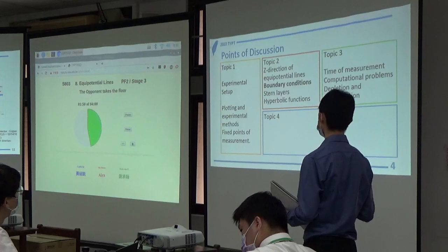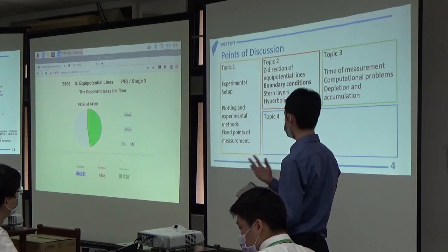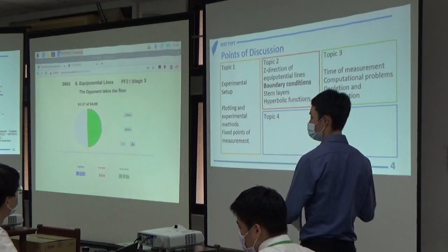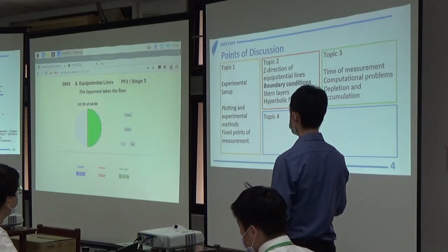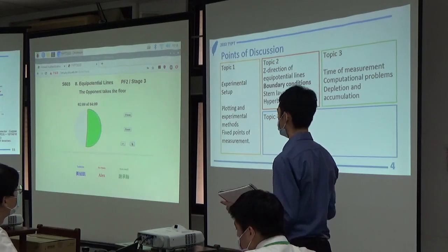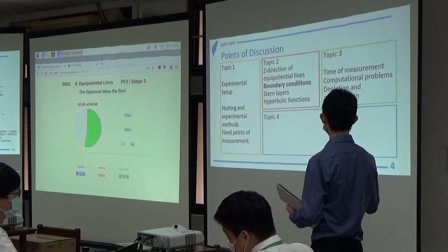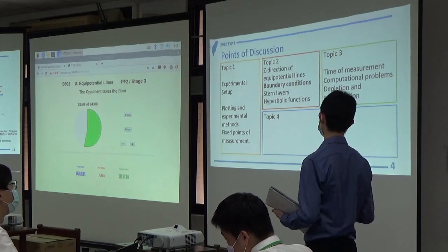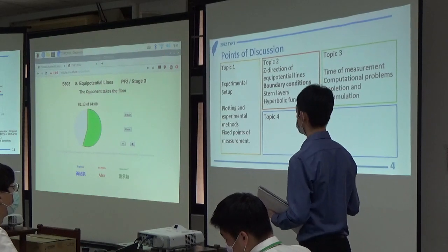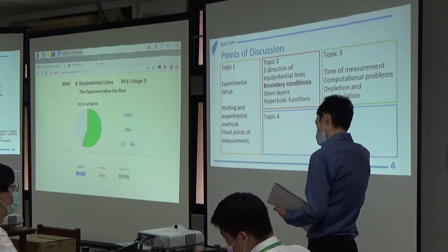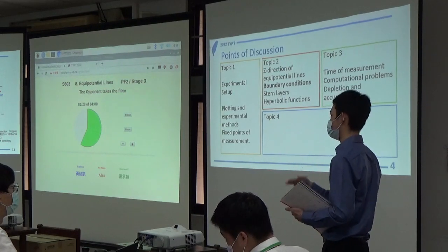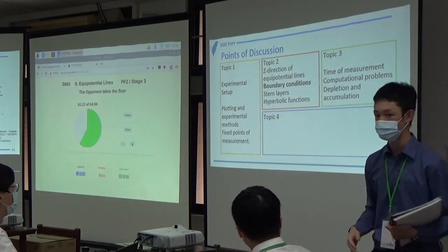We'll talk about boundary conditions. We'll talk about Stern layers, which you kindly mentioned, and the possibility of using hyperbolic functions. And then we'll move on to your experimental work. I would like to discuss the possibility of there being a specific time of measurement where there are no confounding variables. And again, computational problems, and due to hyperbolic function lack, the depletion and accumulation that results from the cathode having anions approaching it and vice versa. So we can start our discussion.